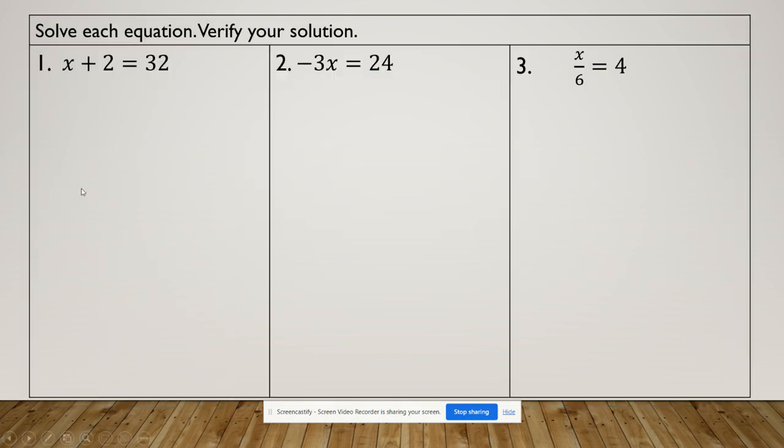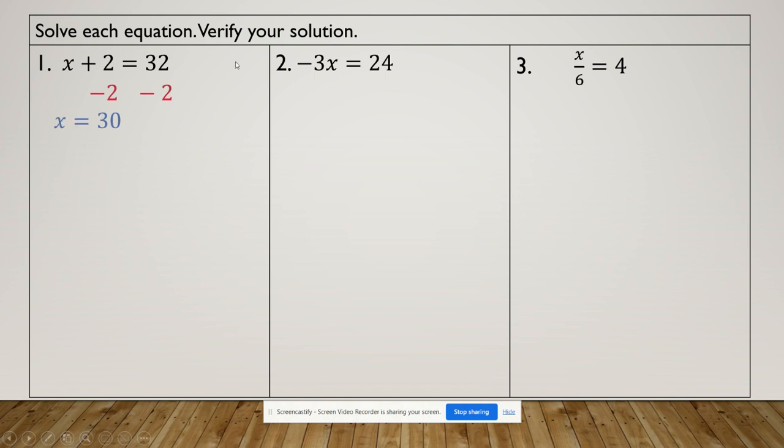For number one, we have x plus 2 equals 32. The way we solve for x here, we're trying to get x alone by itself on this left side. We can subtract 2 from both sides. And notice, we're trying to move this 2 over here. We do one thing to one side, we have to do it to the other side. So 32 minus 2 is 30. X equals 30. So that would be a solution to this equation.